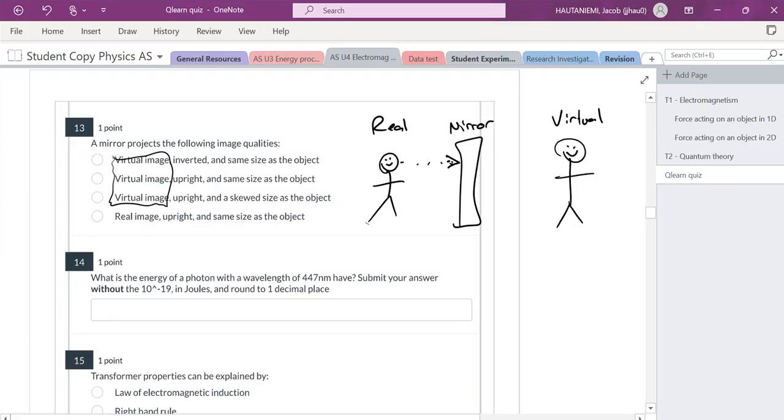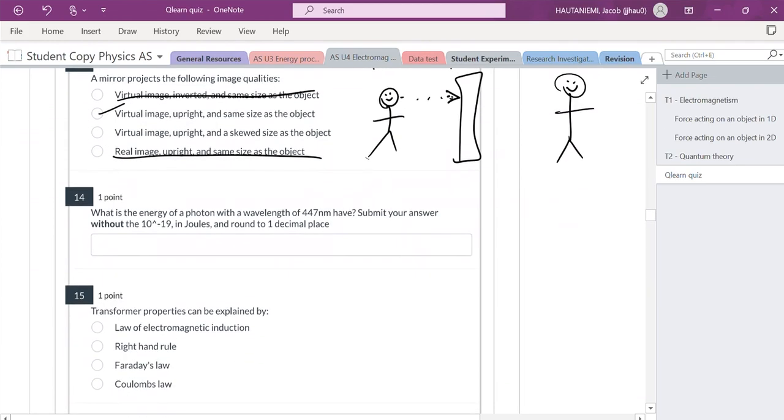Cool. Now you see yourself the right way. Okay, so it's not the top one. So let's start eliminating. It's not that one. It's not that one. Both of these are upright, and it shouldn't be bigger or smaller. It should be the same size. That's the whole point of a mirror. So that is the following properties.